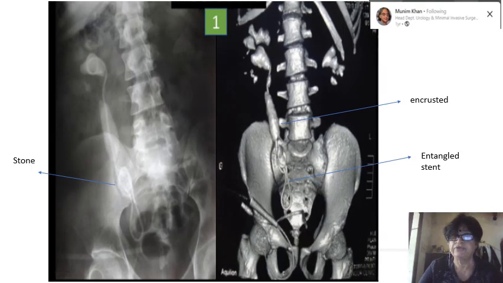Number two, if the stent is forgotten, it can get encrusted. You see, so much of calcium has got deposited. After all, the stent is a foreign body. And the stent can get completely entangled. You can see it's completely entangled in a stone there. And this is your encrustation. And these kidneys are anyway continuing to form stones. Look at the plain X-ray. This is a stone already. And this is the encrustation going on. And this is the tangled lower end of the stent.